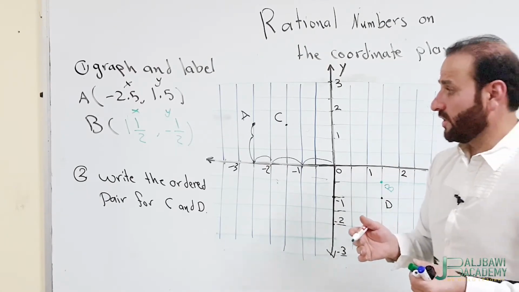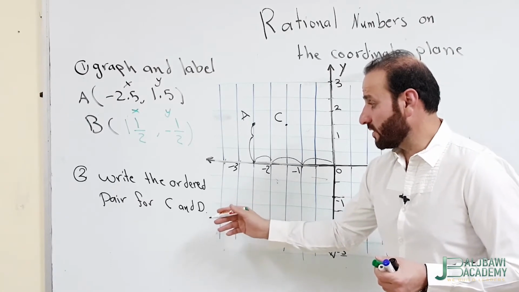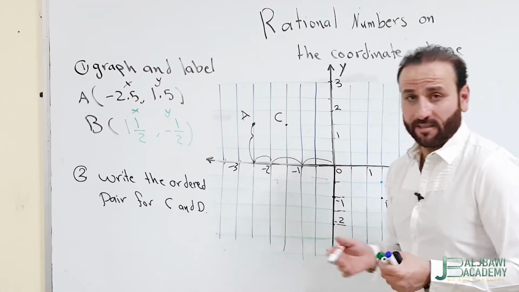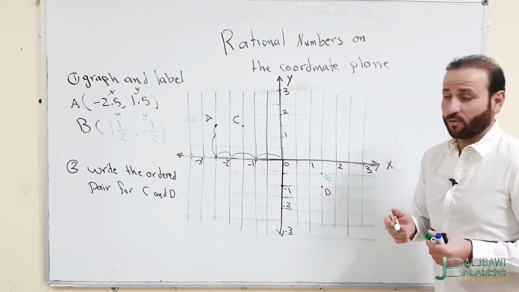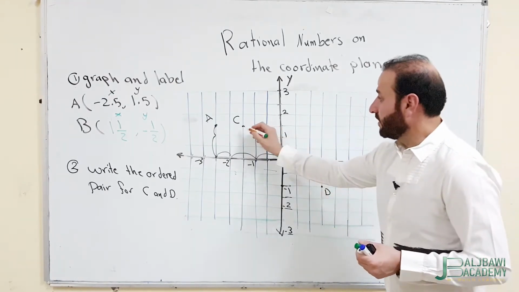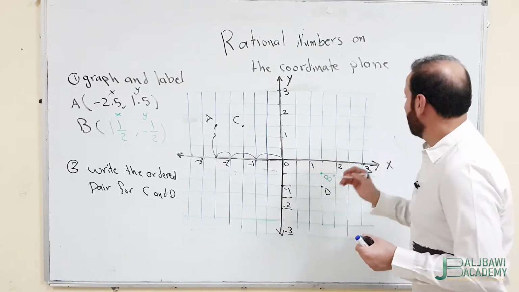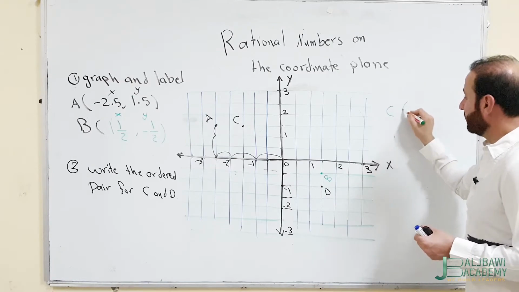The second question: write the ordered pair for points C and D. This is the second kind of question. Where is point C? Here. So I want the x coordinate and the y coordinate. I write C.